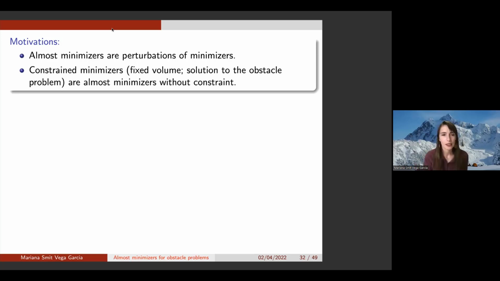different kinds of problems. You also have the fact that if you have a constrained minimizer, for example, you have an energy and you're looking at functions with fixed volume, or even the solution to the obstacle problem itself, those can be seen as almost minimizers without the constraint. So that means that you can reframe a problem in a different way, so that instead of having a minimizer with an extra condition, you now have an almost minimizer without that condition. So also interesting because we are going to apply very different techniques to almost minimizers that might allow us to say something about those PDE problems that we had before.